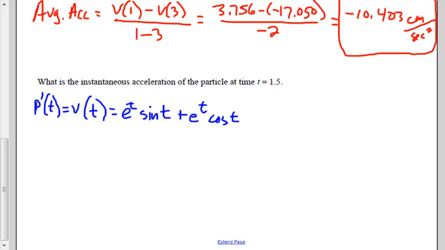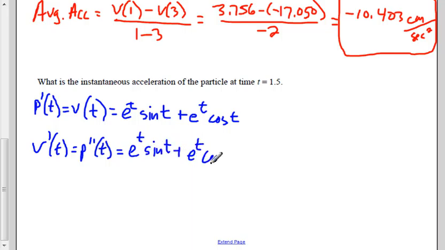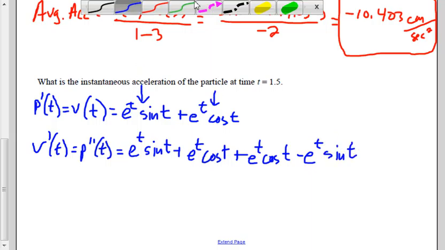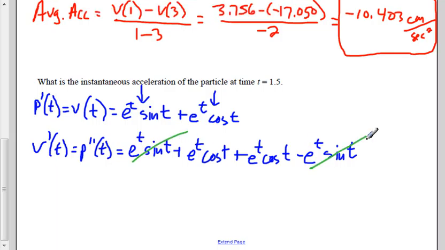So now I have to take the derivative of this, which is really the second derivative of the position function. And we're going to get e to the t sine t plus e to the t cosine t. And again, this is just the product rule. Plus, now I take the product rule of this one, e to the t cosine t, and it's going to be plus e to the t times negative sine t, which I'm just going to write as negative e to the t sine t. Now let's do some simplifying. This positive e to the t sine t cancels out with this negative e to the t sine t.